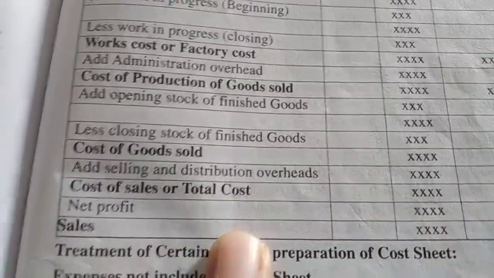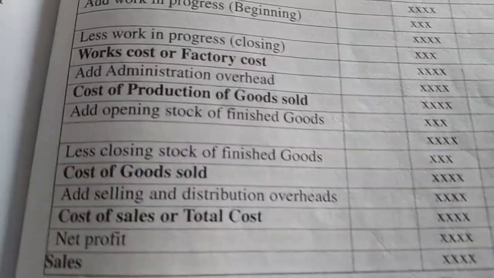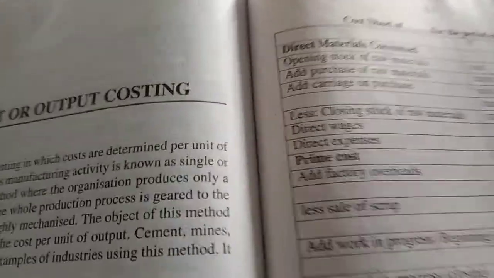Here, if net profit is given in the question, you will get the sales, or if sales is given, you will get the net profit. So this is the cost sheet which we are going to see in this unit, output costing. Okay, now we will go through the short questions.